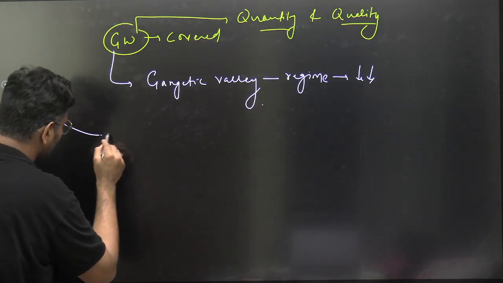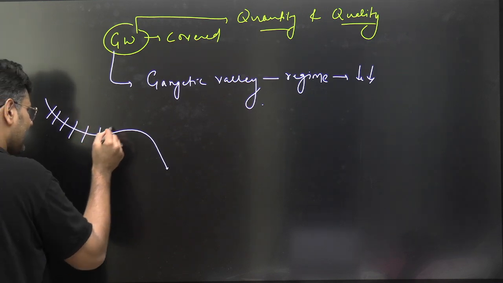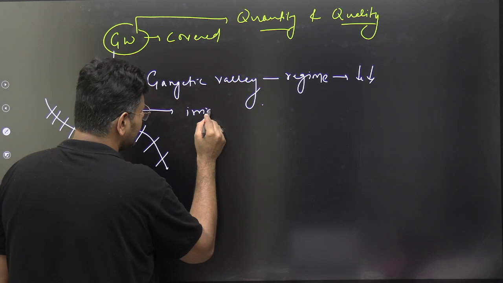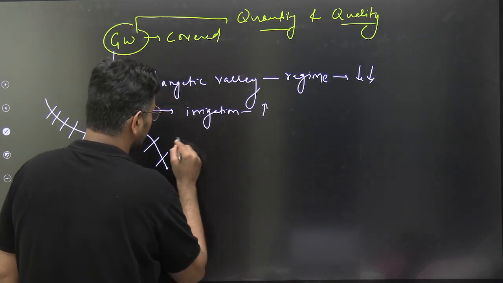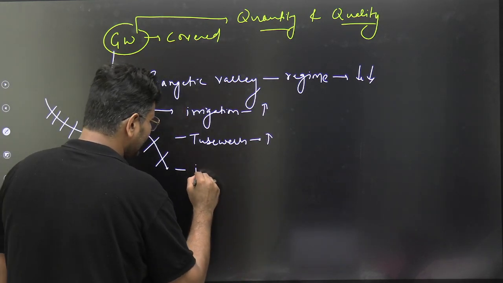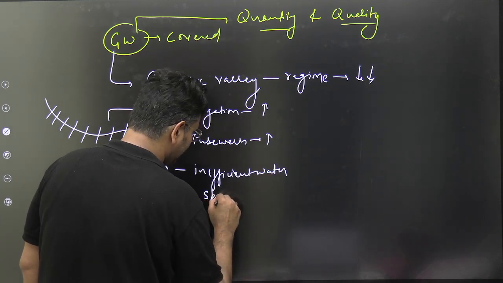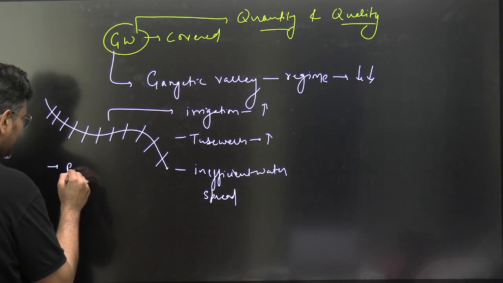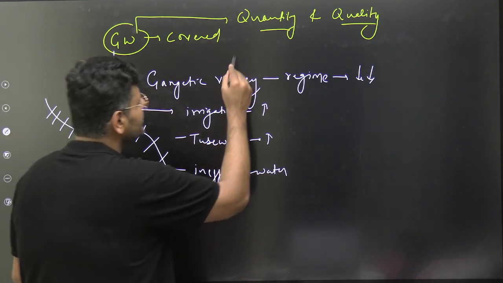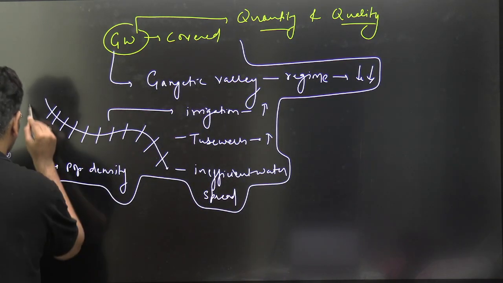Throughout these Gangetic plains, Gangetic valleys, we have a few things at work. Number one, irrigation is increasing. Tube wells are increasing. We have inefficient water spread. We have population density increasing. Now, my question is, how is it going to impact the food security, sir?